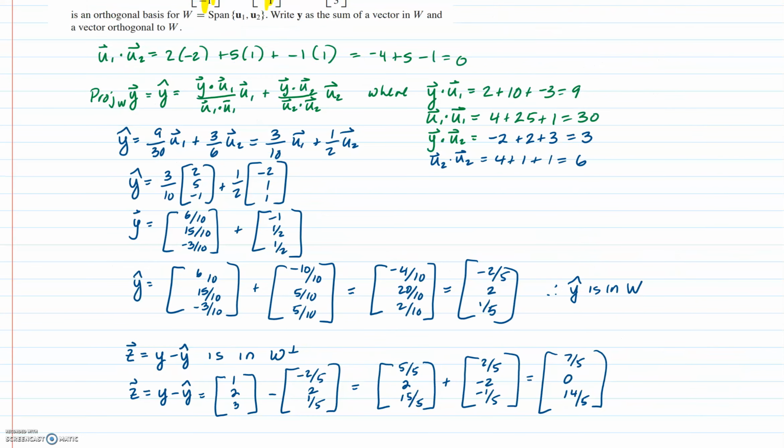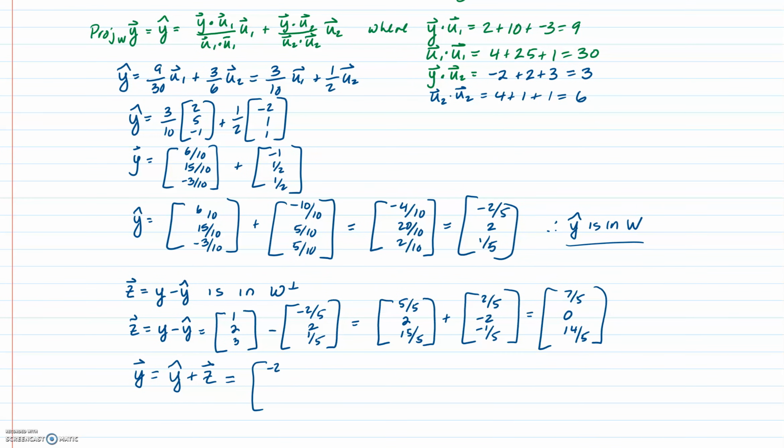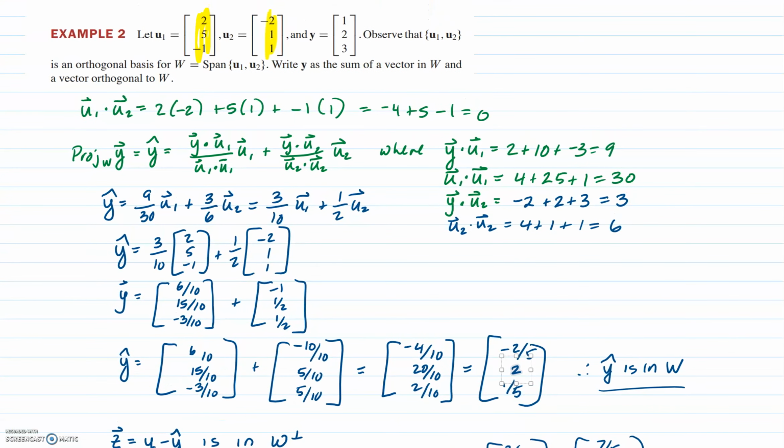The example asks us to write y as a sum of a vector in W, and a vector orthogonal to W. So y hat we know is in W, and the vector in W complement would be z. So y can be written in terms of y hat and z. Y hat being negative 2/5, 2, and 1/5, and z being 7/5, 0, and 14/5. And if you remember, y was 1, 2, 3 from above. There is y right there. So we just did it.